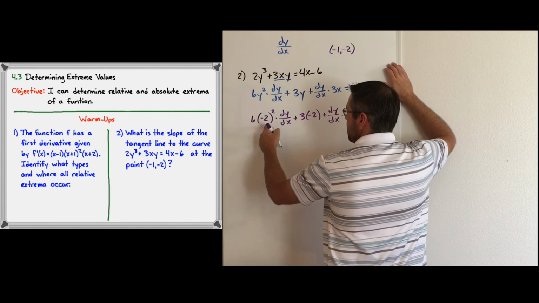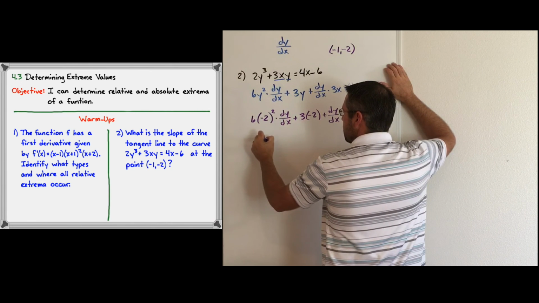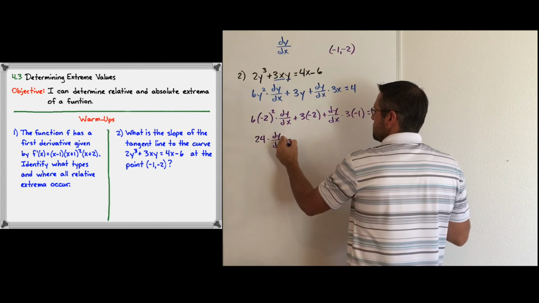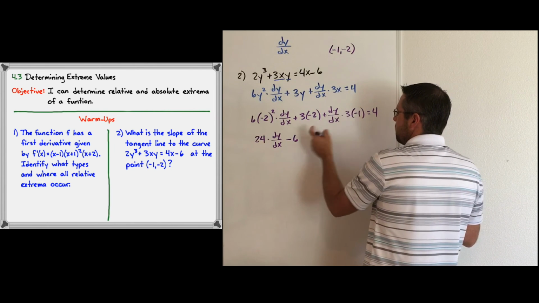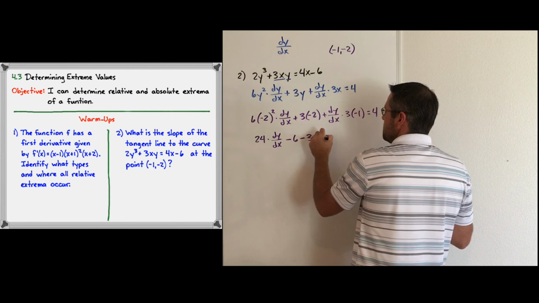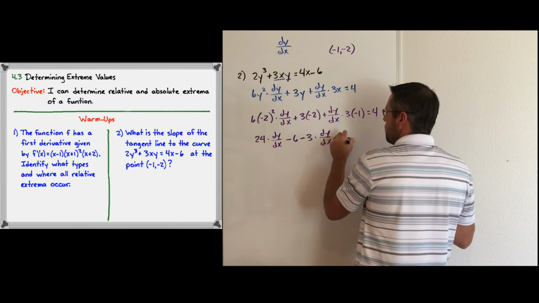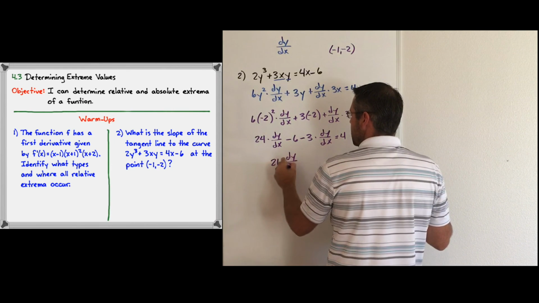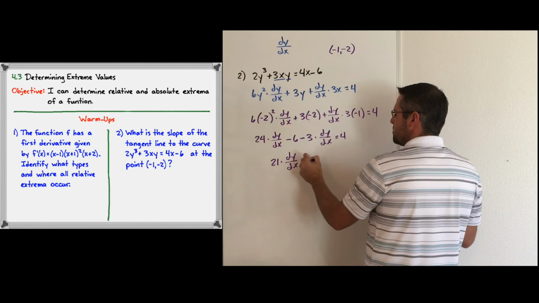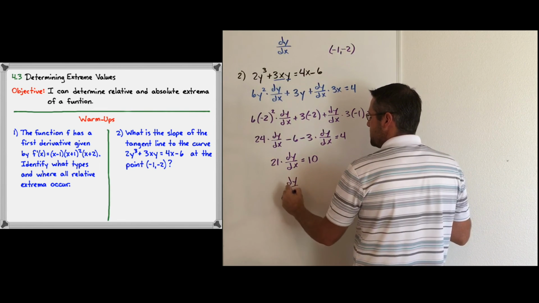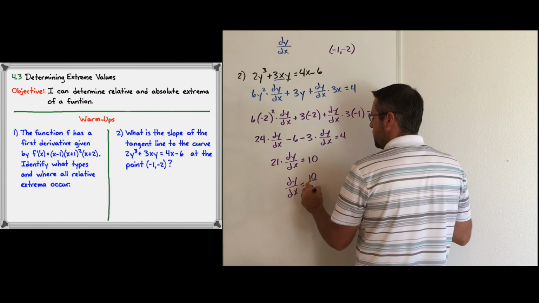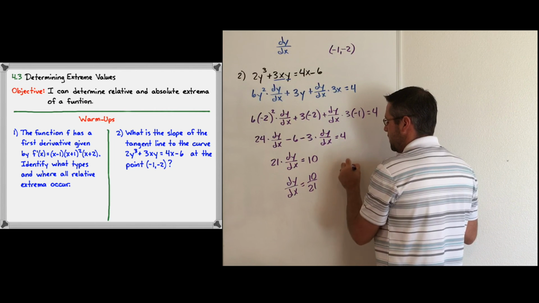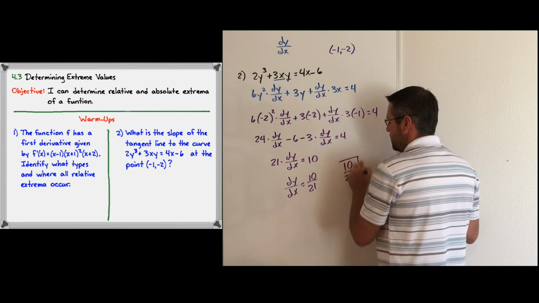So simplifying this, we got -2 squared is 4 times 6 is 24, and then times dy dx. And then we've got a -6 here, so -6. Here, 3 times -1 is -3, so it's -3 times dy dx equals 4. And then we'll solve this, so we end up with 21 times dy dx equals, we'll add the 6 to both sides, we get 10. And therefore dy dx equals 10 over 21 when x equals -1 and y equals -2. So we'd say the slope of the tangent line is 10 over 21.